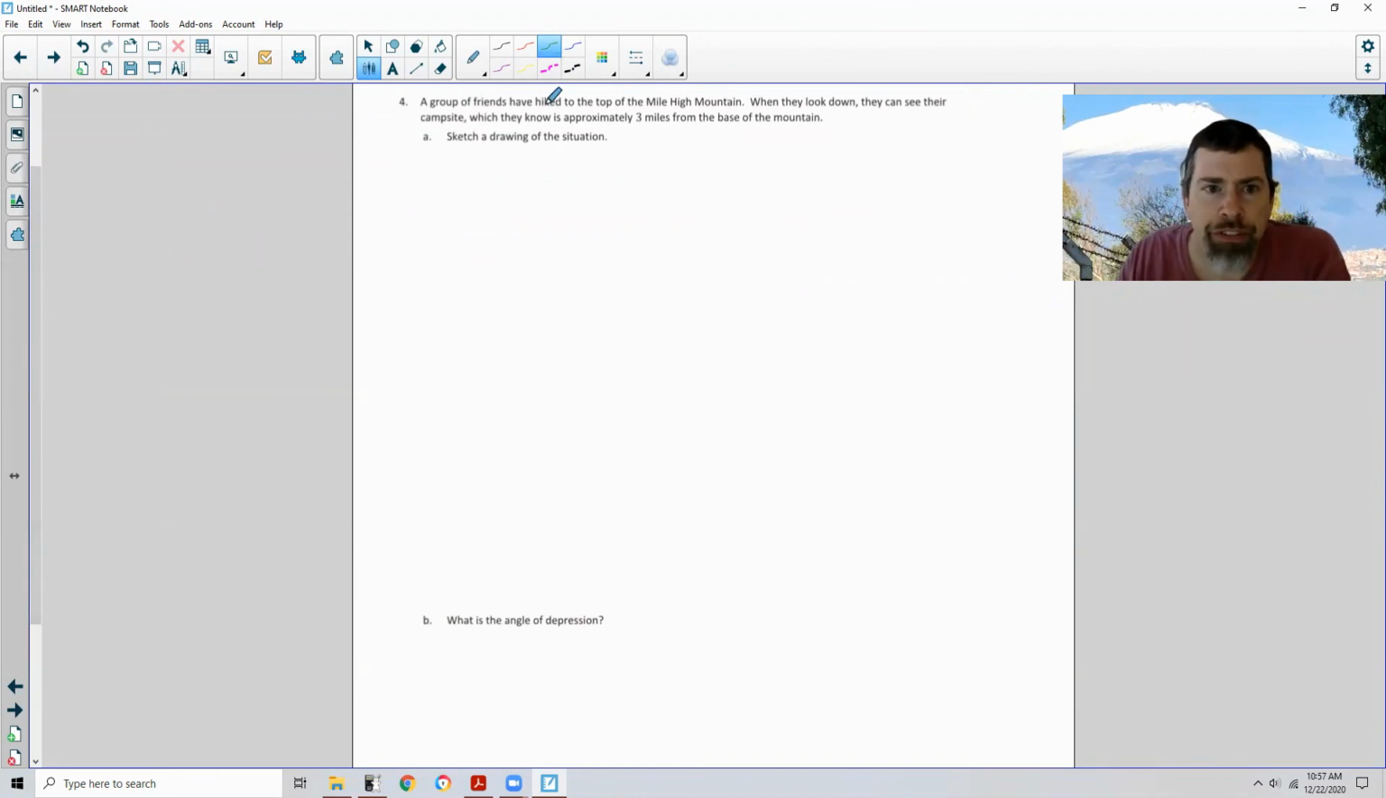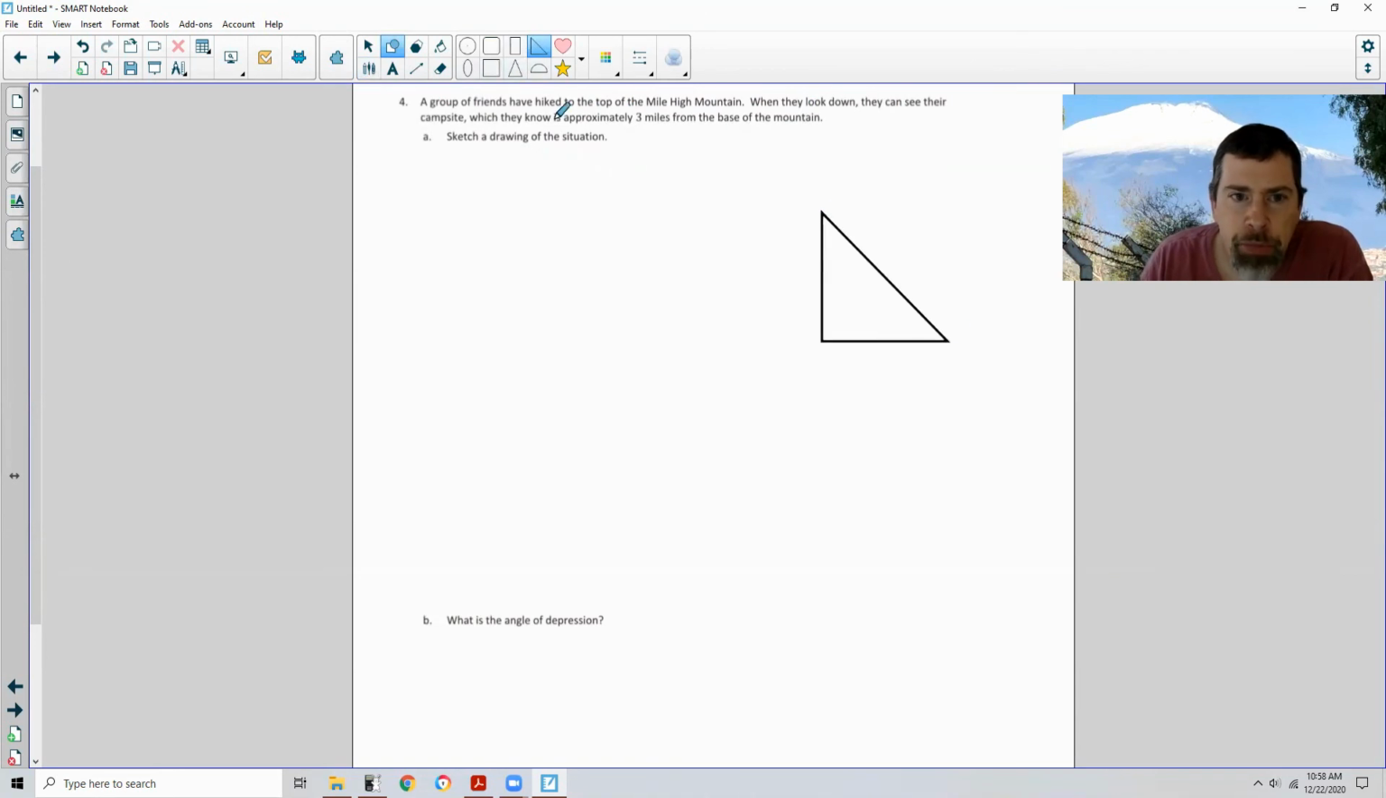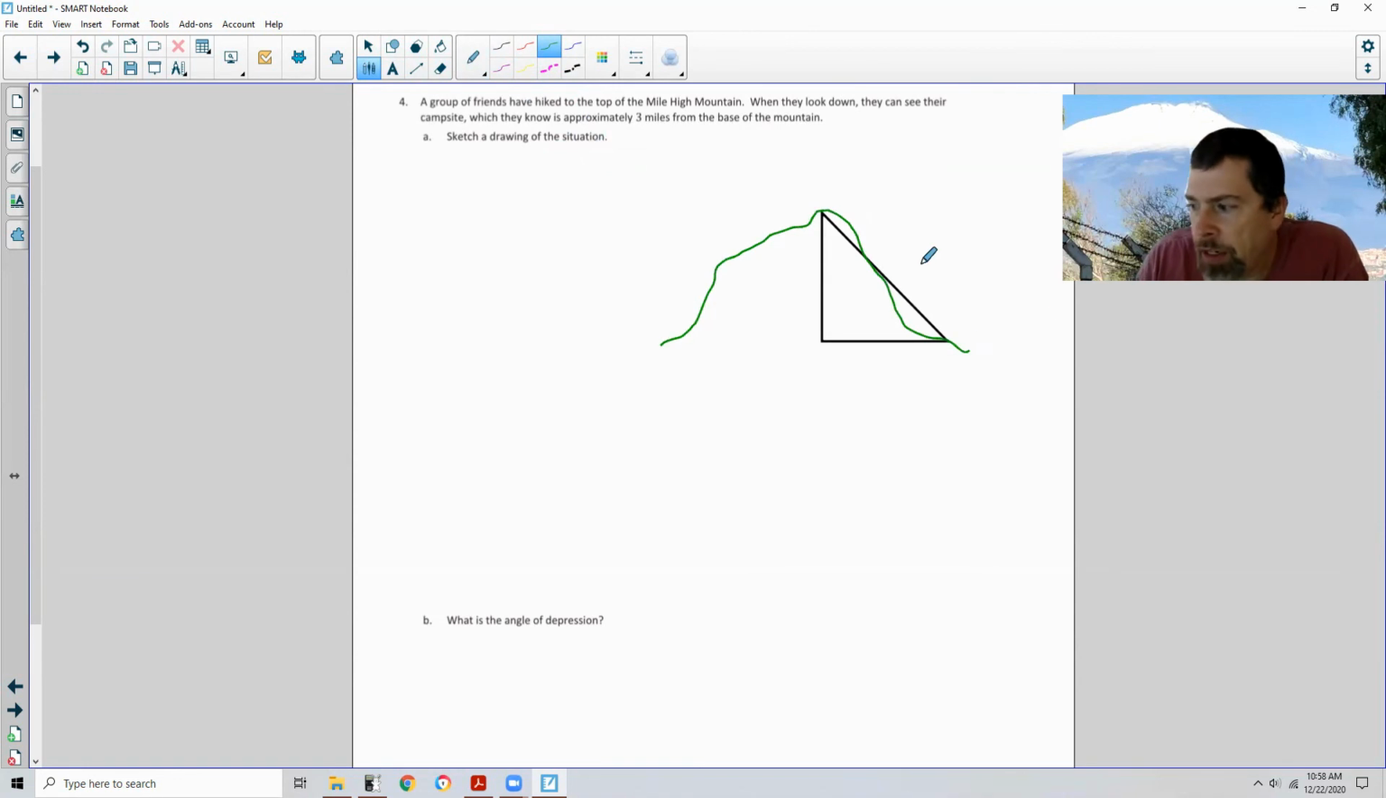So it says here, a group of friends have hiked to the top of Mile High Mountain. Is that it? No, that's Mount Etna. When they look down, they can see their campsite, which they know is approximately 3 miles from the base of the mountain. Sketch a drawing of the situation. All right, so let me get a triangle. There's my triangle. Let's use green. And let's just say the mountain comes up like this. Okay. All righty. So there's our mountain and there's a triangle.